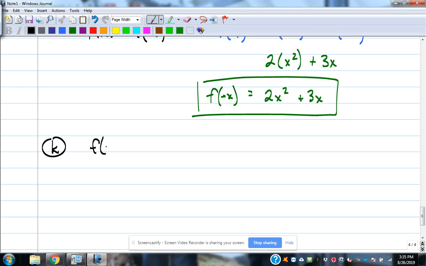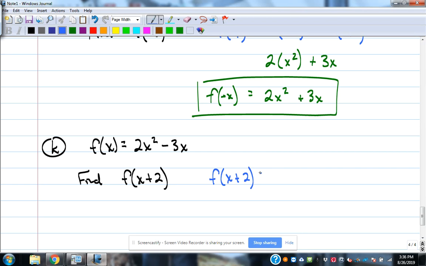Let's do one that's a little bit more difficult, just so that we said we did one that was hard. Let's find f of x plus 2. A little bit more math involved here. So we're going to take x plus 2, and everywhere there's an x, put x plus 2.